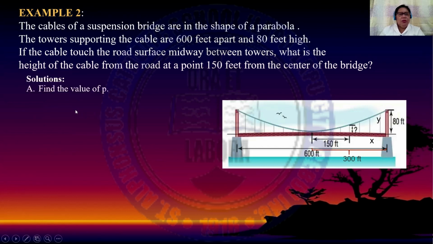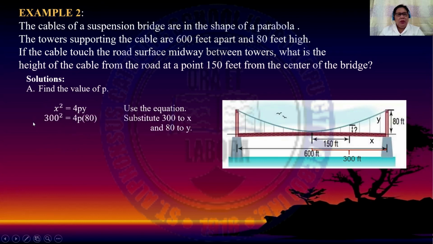So for the solutions, find the value of P. So we have this equation, x squared is equal to 4py since the parabola opens upward. So let us substitute 300 to x. So the distance from here to here, that's 300. Then you square, equals 4p times 80. This is the length from here to here. And that is equivalent to 281.25. That's the value of P.